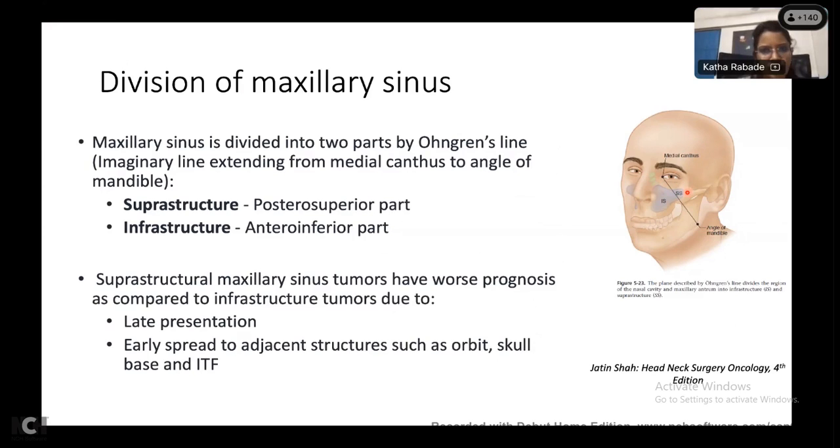The suprastructural tumors, like you saw in the previous slide, have worse prognosis because of their location. These can easily spread to the base of the skull, the orbit, and the infratemporal fossa. And also these tumors have a late presentation.